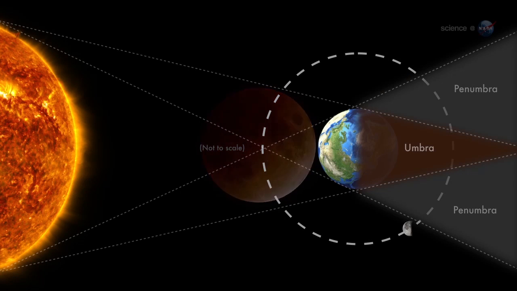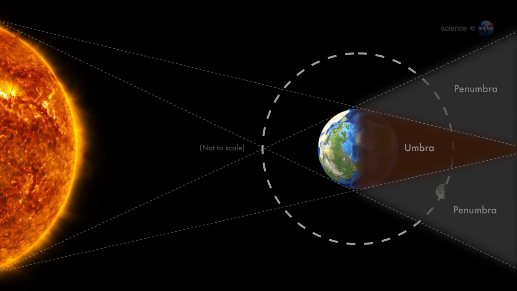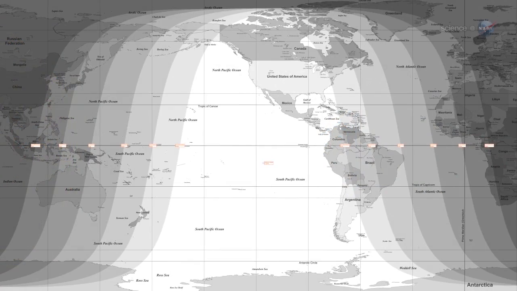The action starts on April 15th, when the full moon passes through the amber shadow of Earth, producing a midnight eclipse visible across North America.